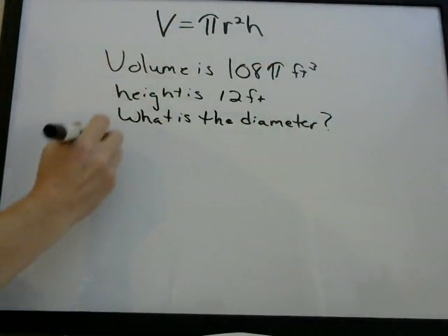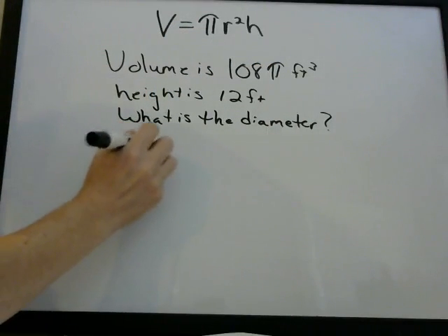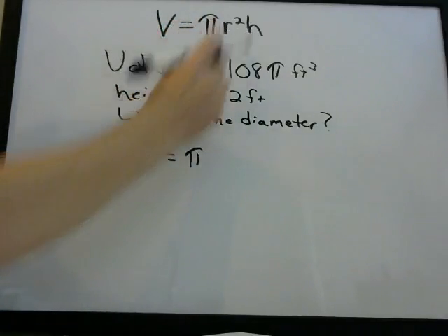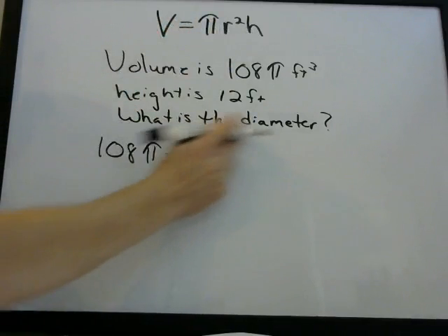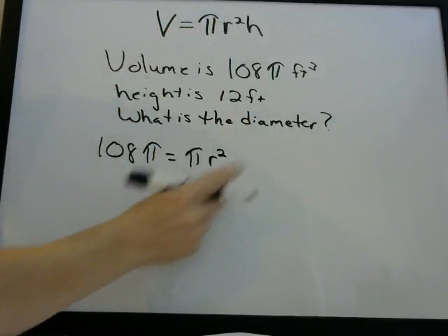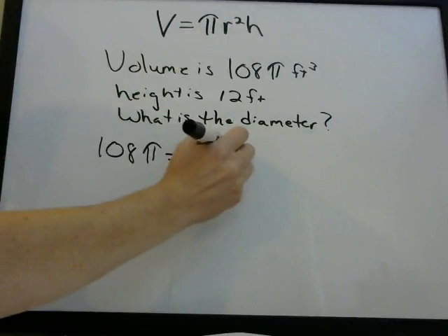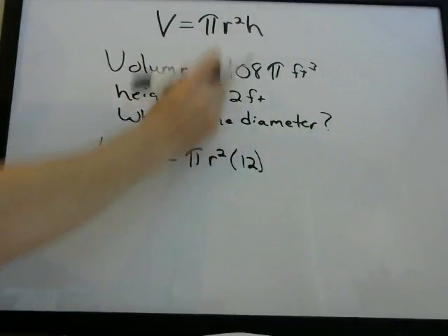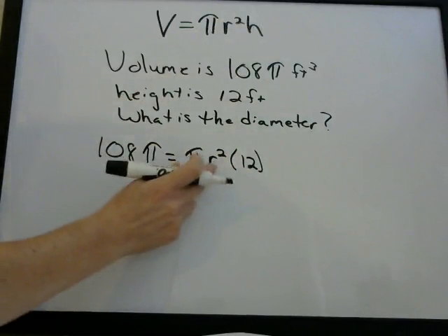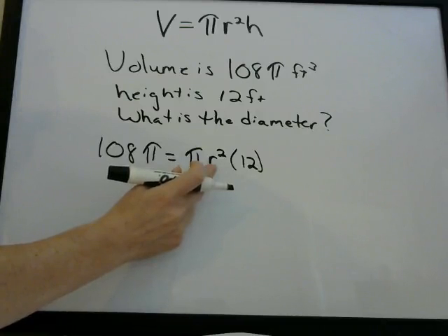So V, volume, 108 pi. Volume equals pi r squared, well, that's what we're trying to figure out, right? In order to get the diameter, we need to know what the radius is. So we don't know what that is, so we're just going to leave it there. Times the height. The height is 12. They've given us that, so we just plug in 12 for the height. So this is an algebra problem. If you don't know how to do algebra problems, you need to watch the videos on algebra. So here we're trying to solve for r. Once we know the radius, we multiply it by 2 to get the diameter, right?